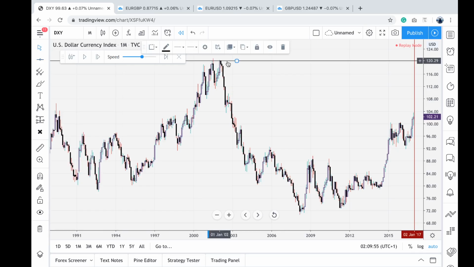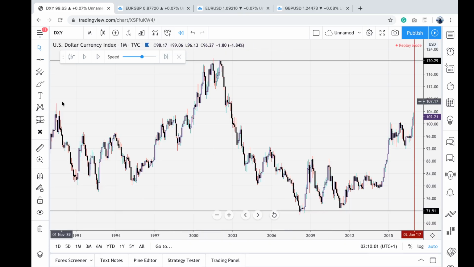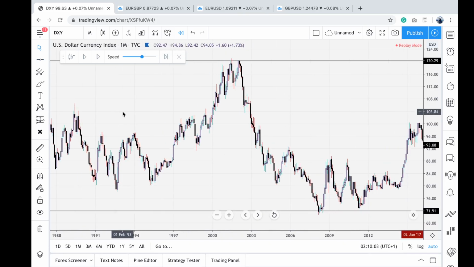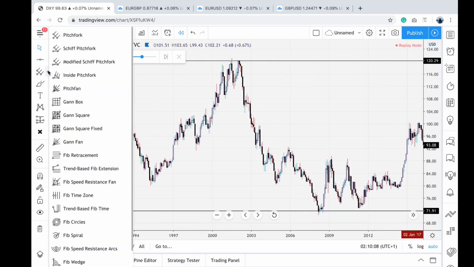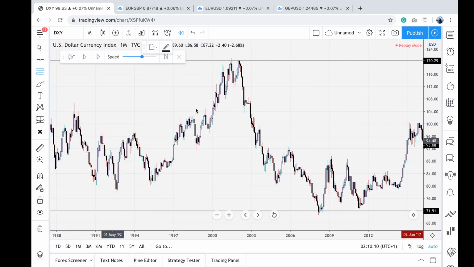So what we simply do is drop our ranges and identify the range high. I pull up a horizontal line to get the range low. Then we want to identify the midpoint of the range. Anything below the midpoint we consider discount, and anything above the midpoint we consider premium.